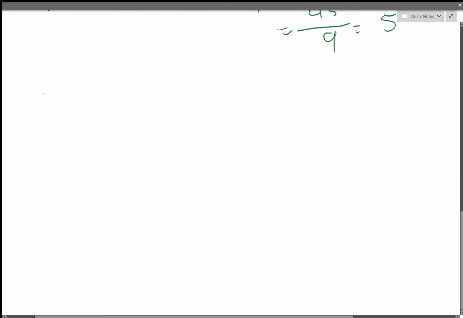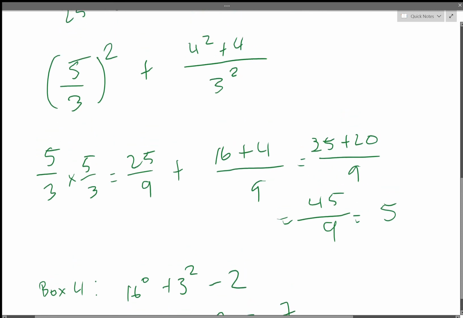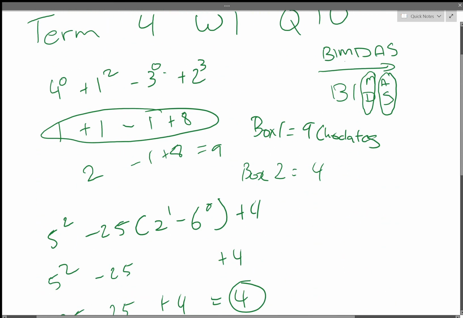Now box number 4 is 16 to the power of 0 plus 3 squared minus 2. 16 to the power of 0 is 1, plus 9, minus 2, which will give you 8. So the box with the most number of chocolates is box 1.